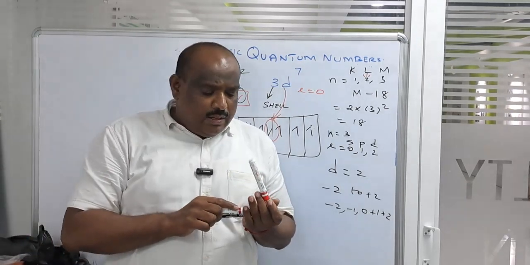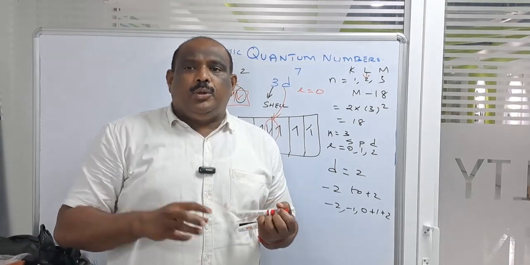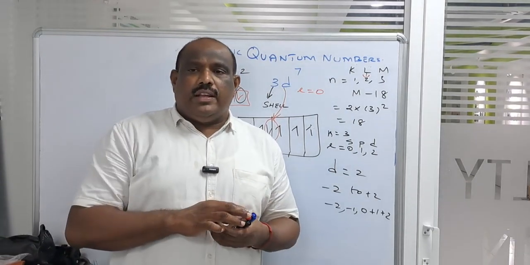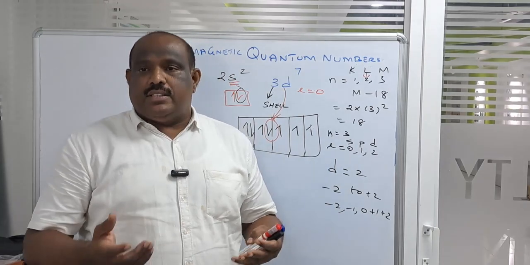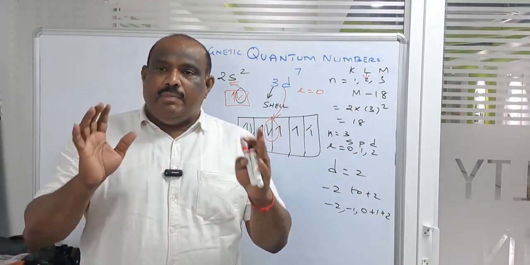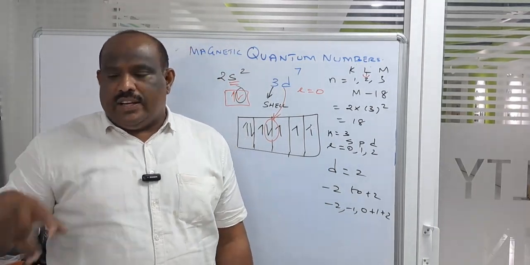So what is the use of the quantum numbers? To identify the location of the electrons. Moreover, we get the energy levels and the properties, all those things. The main thing is that it is just like an address.